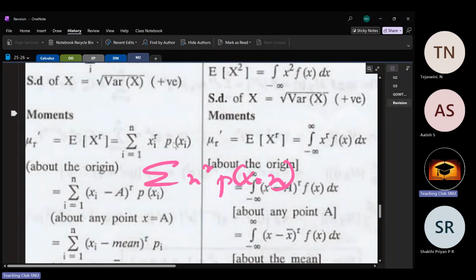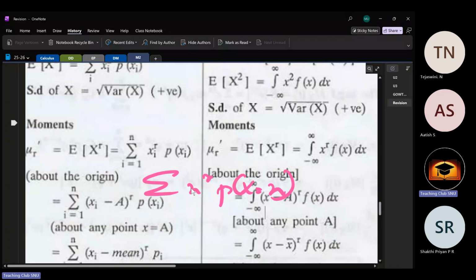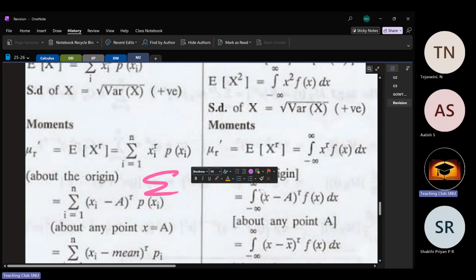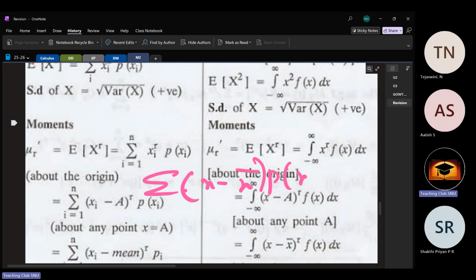This is a raw moment because you do not subtract anything from x. If you are subtracting it from, let's say, a point like A, it is going to be about a point A. Generally, you will not have something like that. About mean is going to be the central moment. So you put x minus x bar into P of x equal to x.